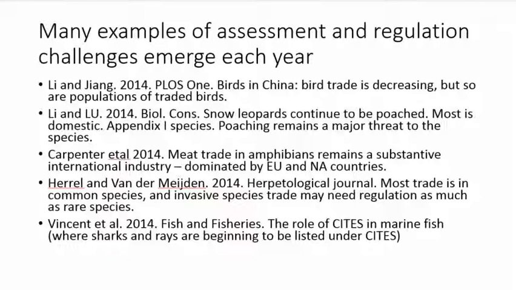And this then becomes a portion of the scientific literature, where every year there are several papers put out reporting on the degree to which CITES is managing to regulate trade in different organisms. And here's an example of this. You can pause it if you want and take a look at some of these papers, but these are just ones that pop up in 2014, so they're happening all the time.